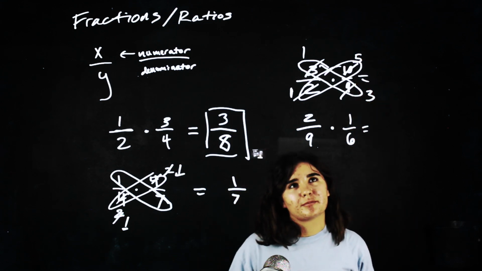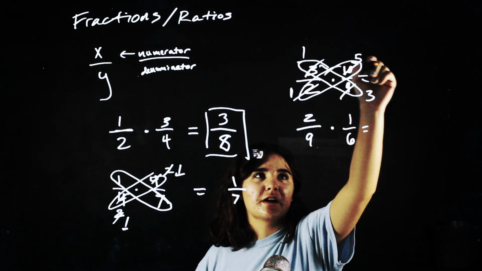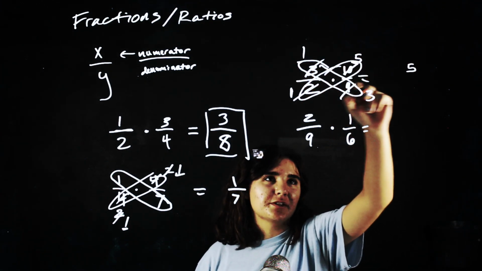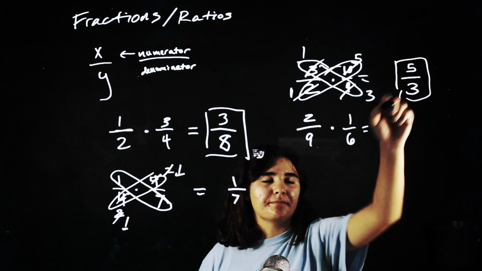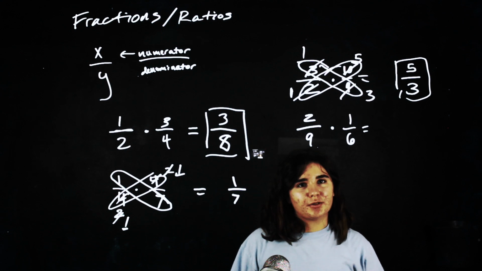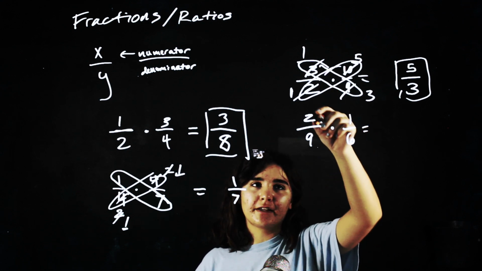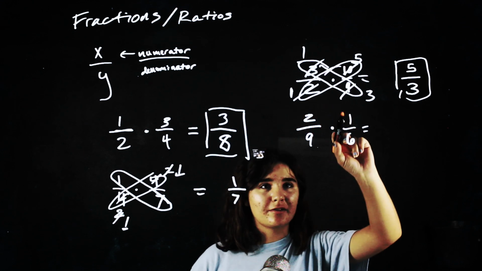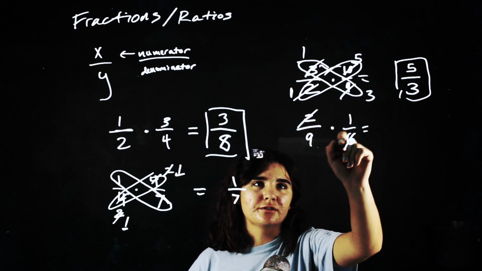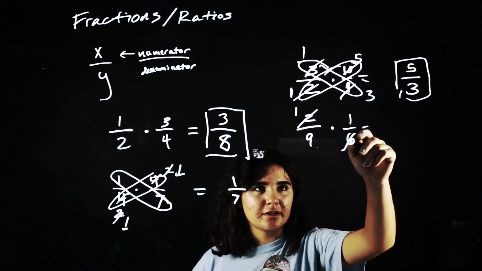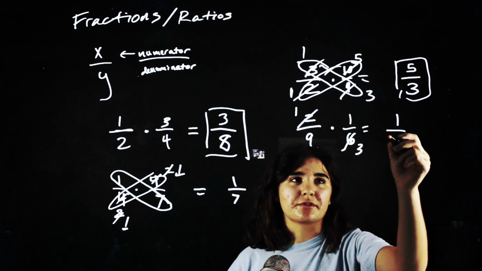Now that we're all done simplifying, we're just going to multiply across per usual. So this 1 times 5 is going to be 5, and this 1 times 3 is going to be 3. So we get 5/3 as our answer. Alright, we're going to do one more example. We recognize here that 2 and 6 have a common factor of 2. So we're just going to divide both by 2. 2 divided by 2 is 1. 6 divided by 2 is 3, 1 times 1 is 1, and then 9 times 3 is 27.